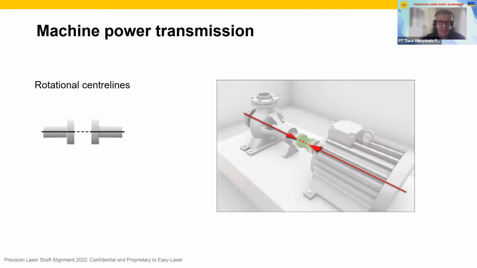What is actually a precisely aligned machine? In machine power transmission, precisely aligned means the shafts' rotational center lines are collinear at the point of power transfer when machines are in operating conditions. So that is the classical statement of precise alignment. We are referring to the shafts of the machine parts being collinear at the point of power transfer, so at the coupling, when the machine is under operating conditions.